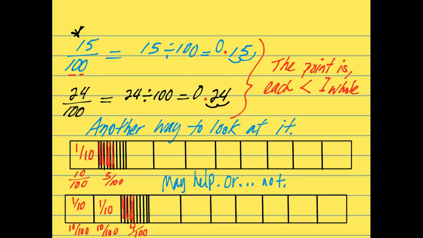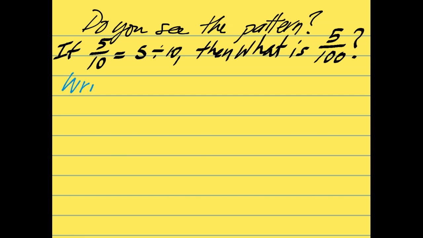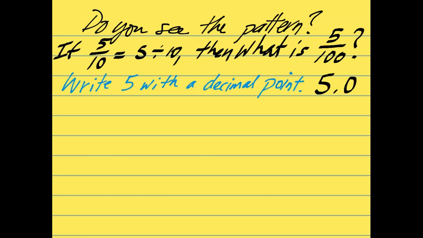However, I'm going to say that, knowing that many of you are going to have questions or say, I don't get it, Mr. C, I understand. So, I'm going to ask you this. Do you see a pattern? If 5/10 is equal to 5 divided by 10, then what is 5/100ths? So let's do this first. We're going to write 5 with a decimal point.